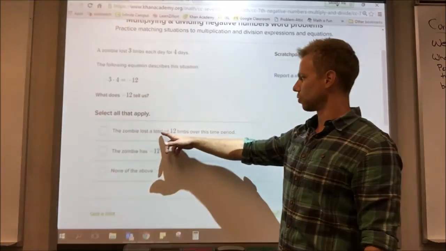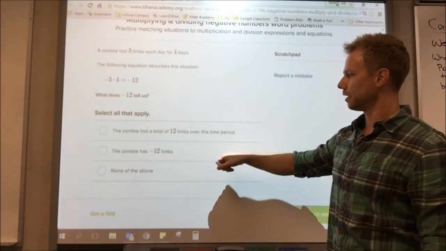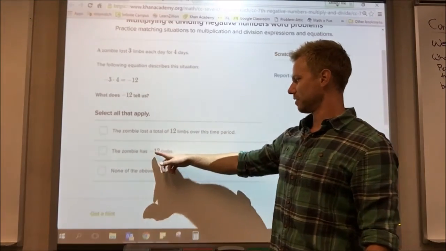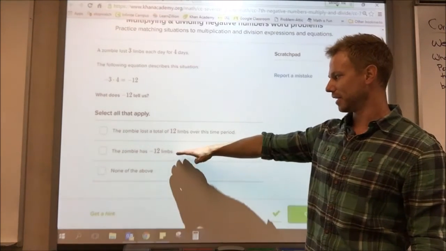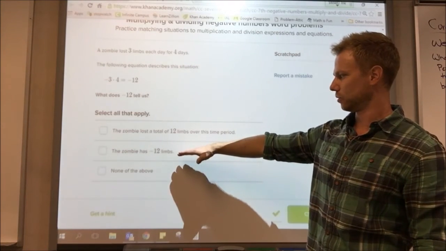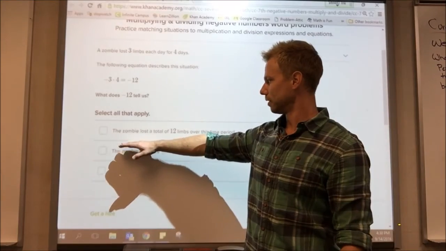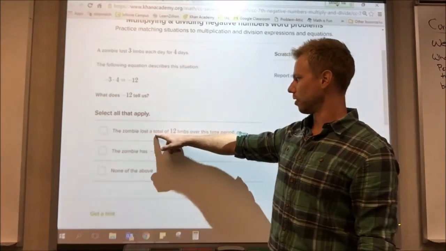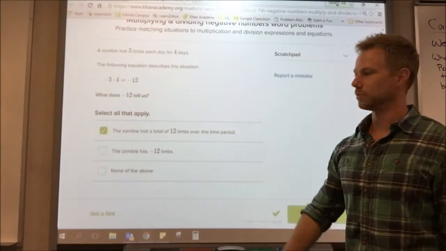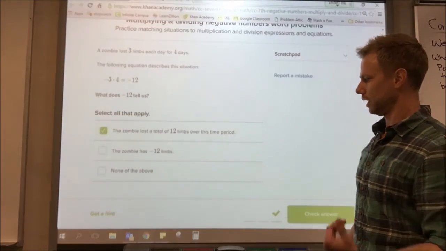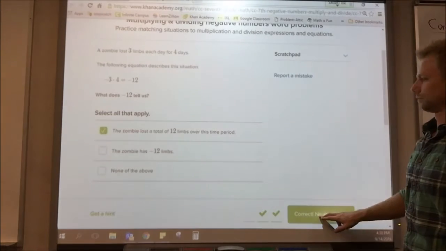The zombie lost a total of 12 limbs over this time period. The zombie has negative 12 limbs. Okay, he doesn't have negative 12 limbs. He lost those. So it wouldn't be that one. And it says the zombie lost a total of 12 limbs. Yes, he lost 12 limbs. That's what the negative 12 means, that he lost them.